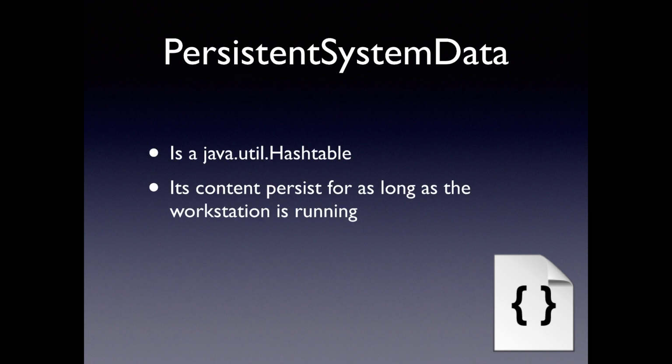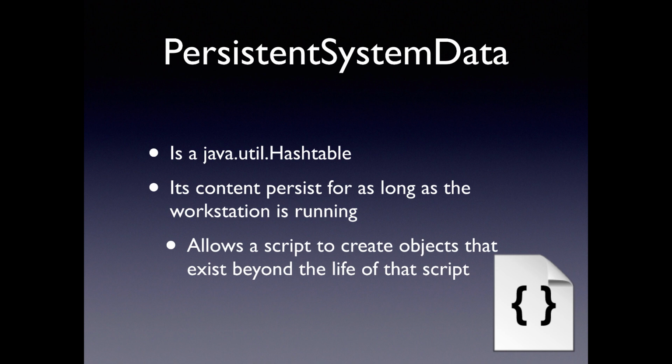It is also a hash table, and the content of the hash table persists for as long as the workstation is running. So if you want a script to create an object that's going to continue to persist beyond the end of the execution of the script, what you would do is you would create it and then you would put it into the persistent system data. That allows you to create these objects that can live beyond the end of a script. So one object could be basically passed off to another script using this kind of a technique. So let's go look at a script that does this.